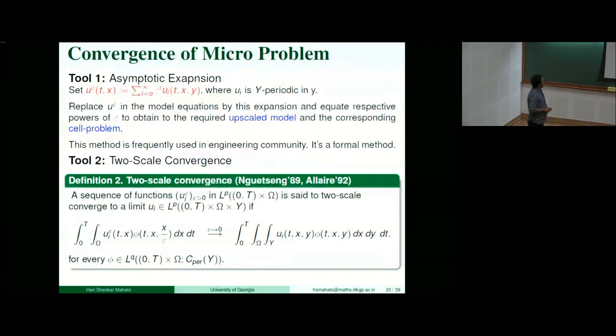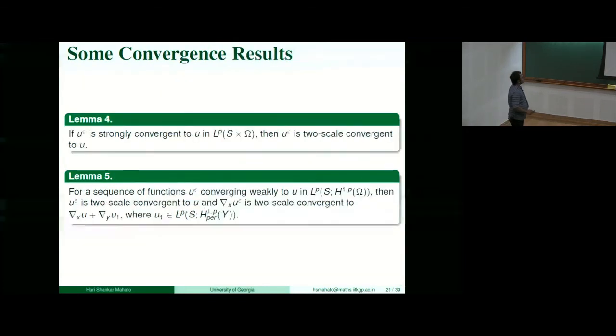We define it as: a sequence of functions in this space is said to be two-scale convergent if it satisfies this definition. And these are some results: if your sequence of functions is strongly convergent, then you can say that it is also two-scale convergent. And if your sequence of functions is weakly convergent in this space, then u epsilon will converge to u, and the gradient of u epsilon will converge to this. So these are the two classical results from two-scale convergence.